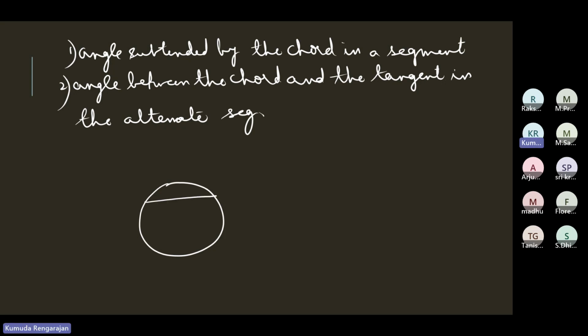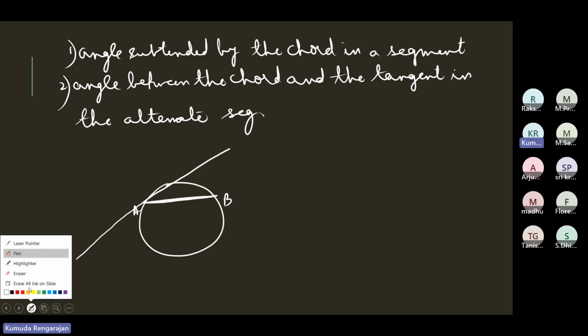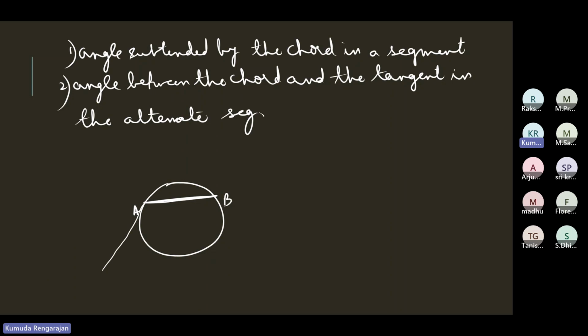So supposing this is the chord AB. Okay, chord AB. And supposing we have a tangent like this passing through A. So chord AB, endpoints A and B. Through the endpoint A, we have a tangent T. Now, this is the angle between the chord and the tangent in the minor segment. Clearly, it's the minor segment, okay? So this is the angle between the chord and the tangent of the minor segment.